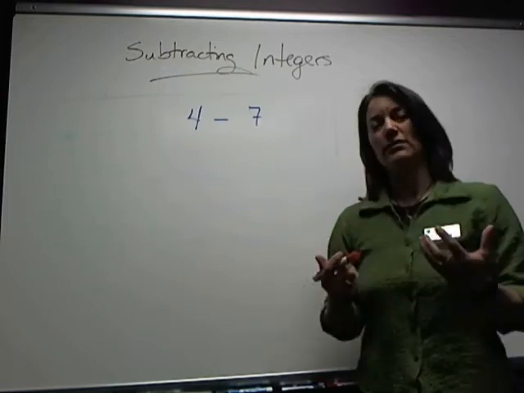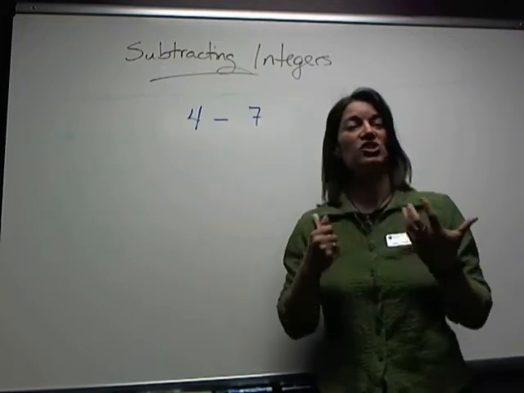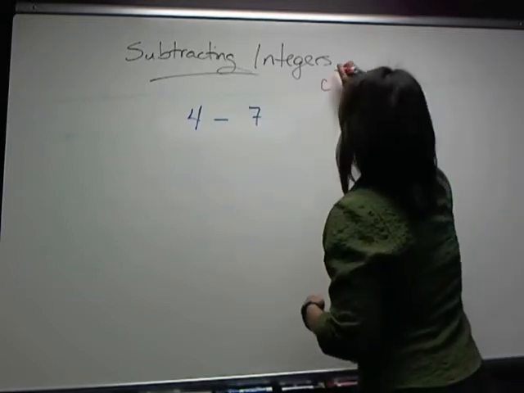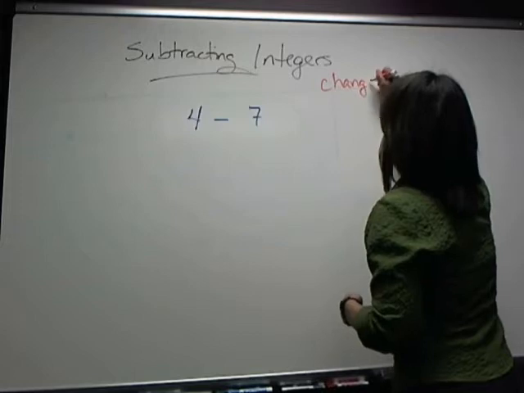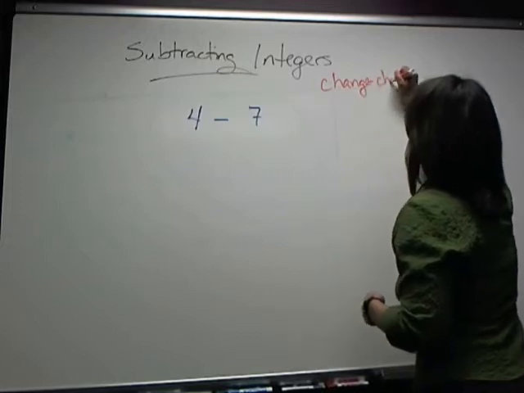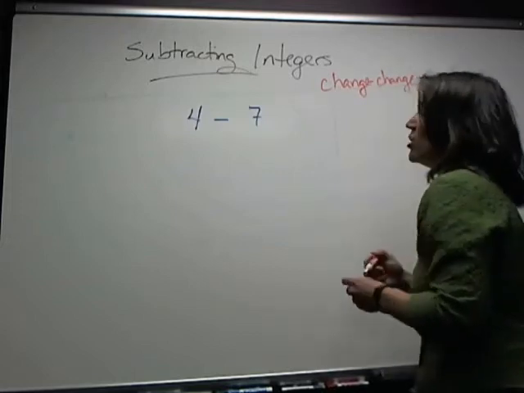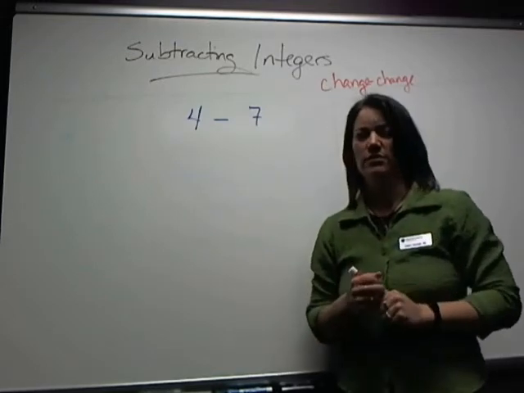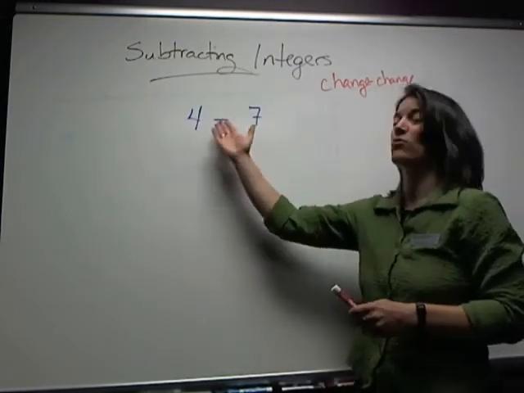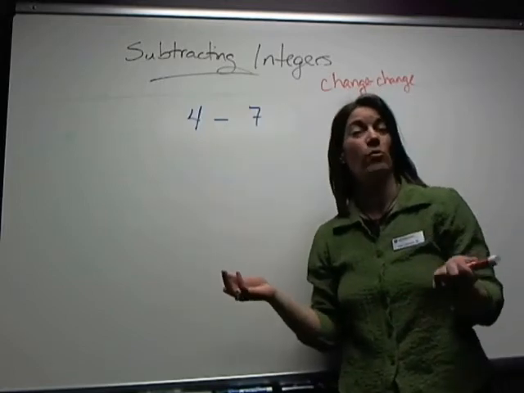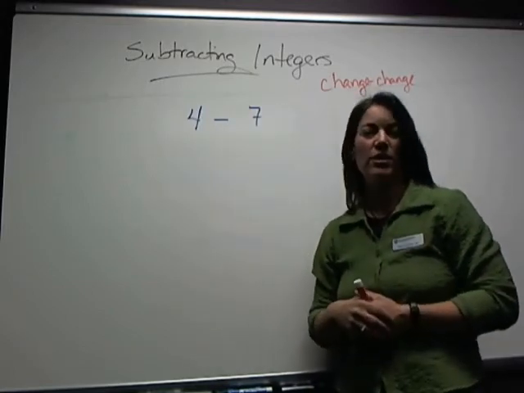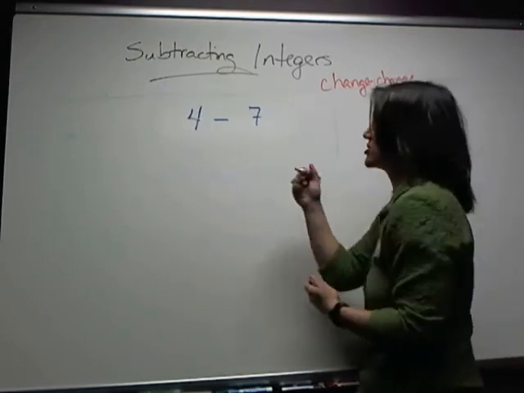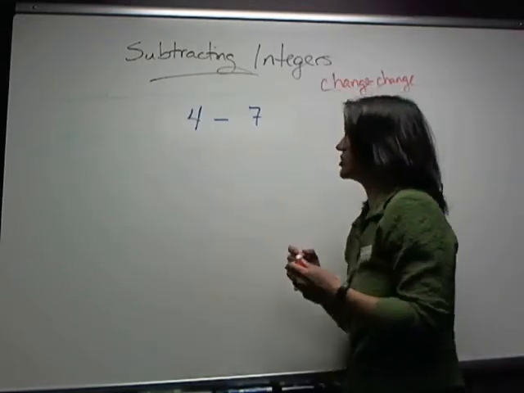Well, what I like to implement is something I call the change. Now it has to be two changes. The first thing I'm going to do is change my subtraction to addition. Now that would change my problem. If I had 4 minus 7 and I suddenly turned it into 4 plus 7, that would be a different problem. That's why we have to have two changes. So I'm going to change the subtraction into an addition.